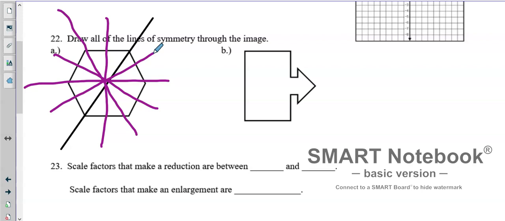This one, not so many. You basically can fold it top to bottom, and that's it. There's no other lines of symmetry. It's just that one.